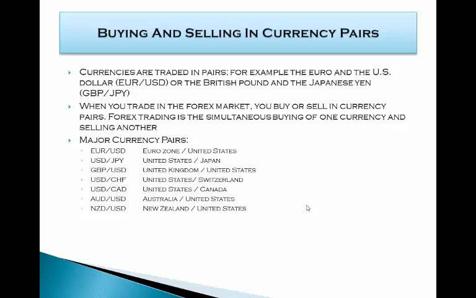Buying and selling a currency pair. Currencies are traded in pairs, right? For example, the Euro and the US dollar, or the British pound and the Japanese yen, pound and yen, right? When you trade in the forex market, you buy or sell a currency pair. Forex trading is the simultaneous buying of one currency and selling of another currency.